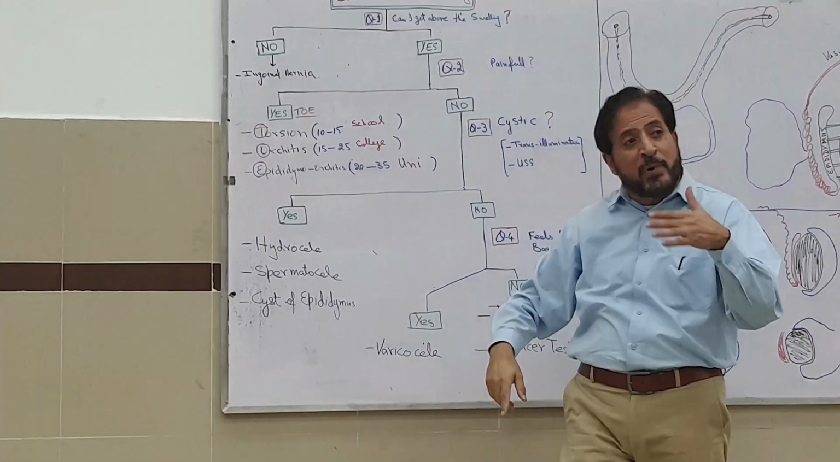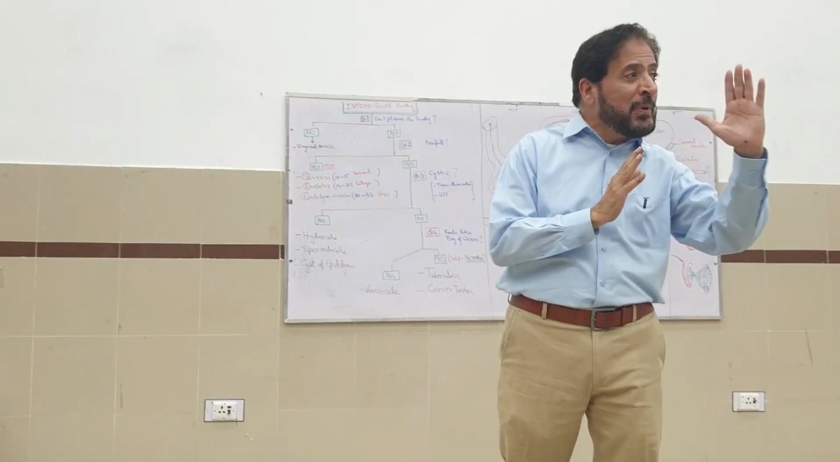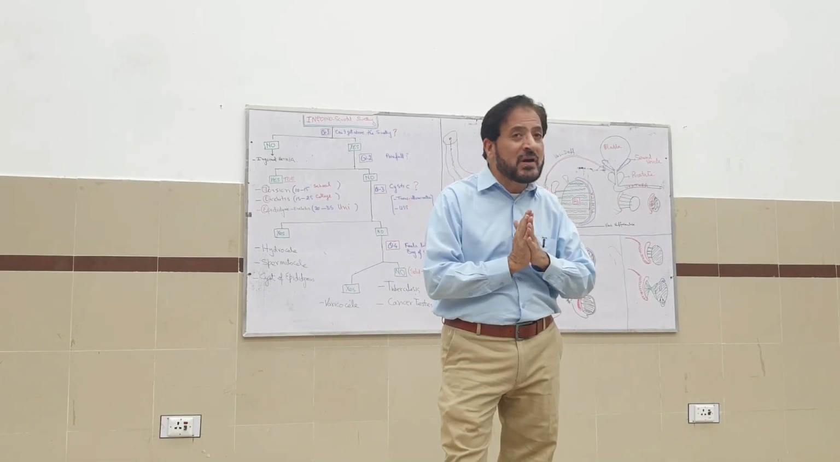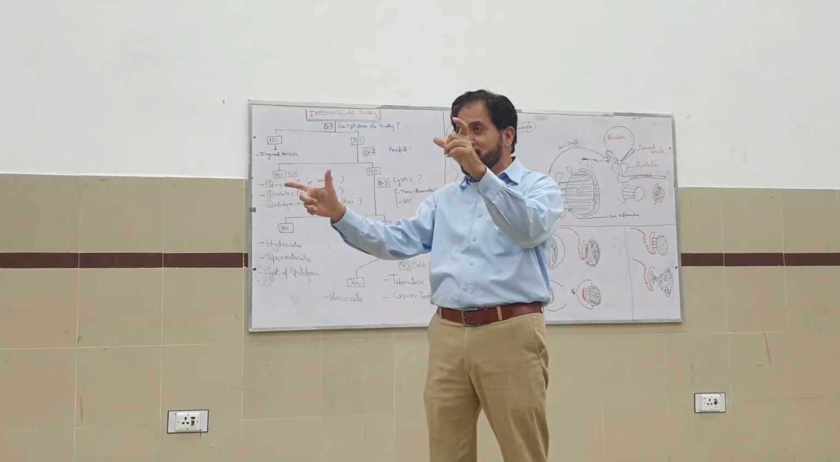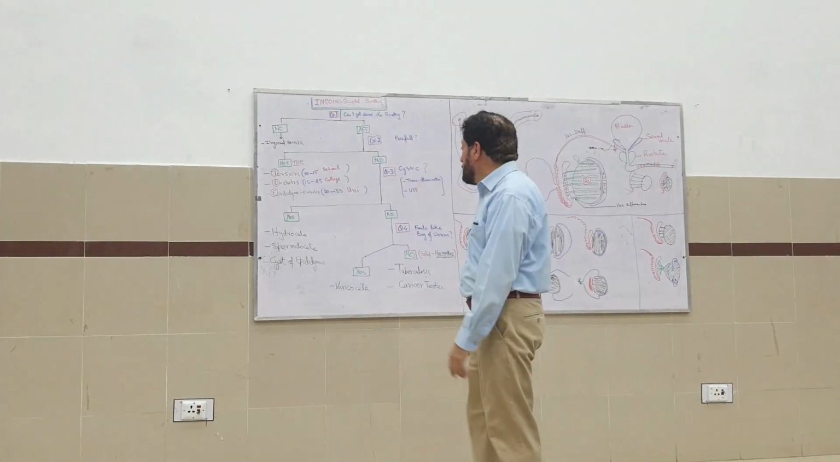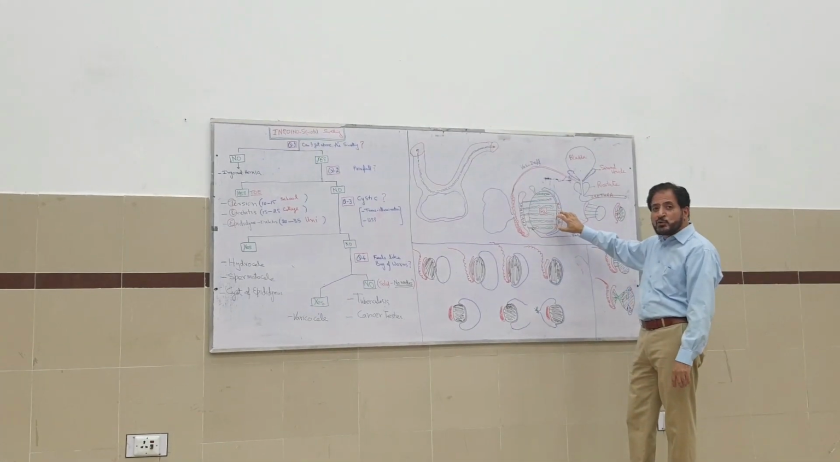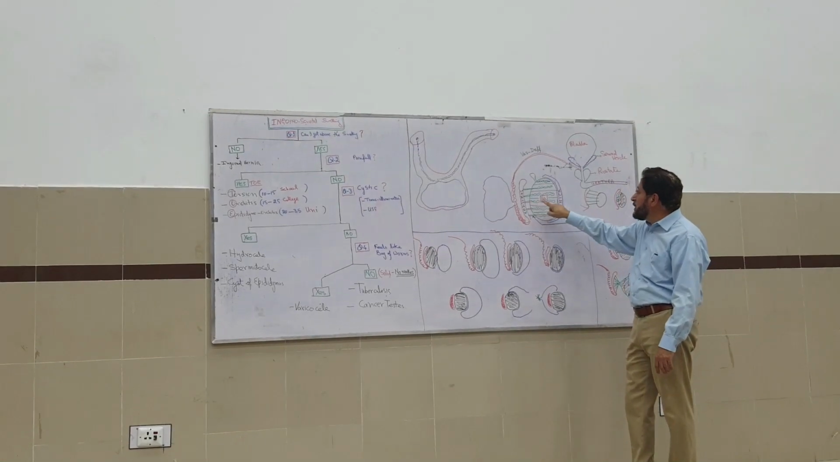The third is epididymo-orchitis. Now again the patient has got an inflammation, but now both the epididymis and testes are inflamed. And what comes first? Epididymo and then orchitis. So you need to understand that inflammation starts from the epididymis and spreads to the testes. Starts from here and goes there.